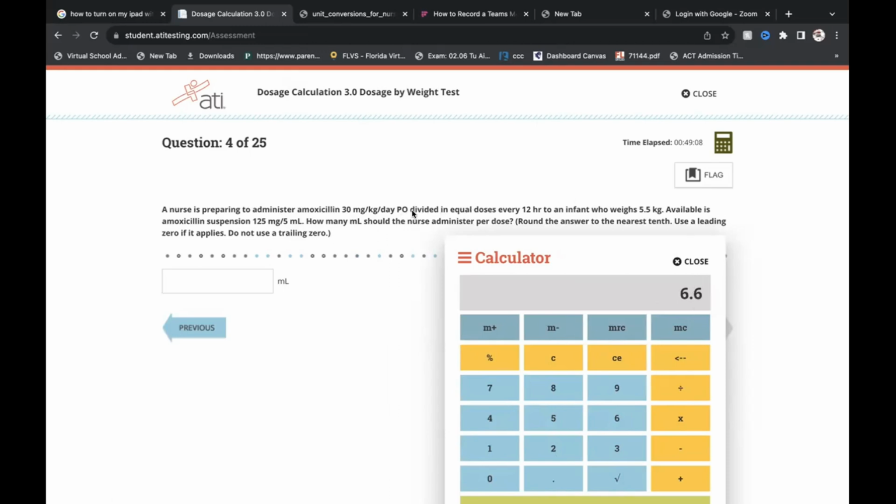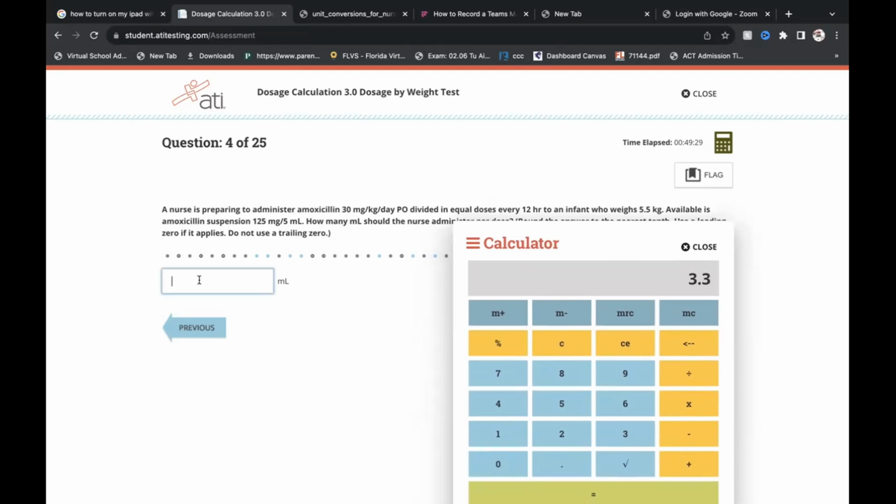Now, the PO is divided in equal doses every 12 hours. There are 24 hours in a day, so every 12 hours is twice a day. So we're going to divide this 6.6 by 2, which gives 3.3, which means 3.3 milliliters.